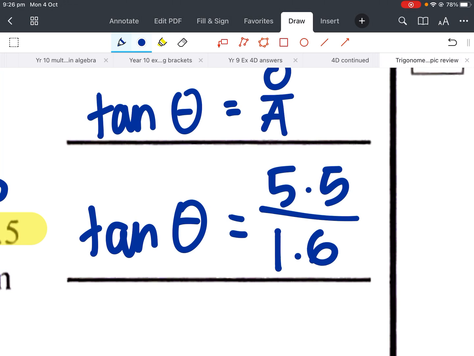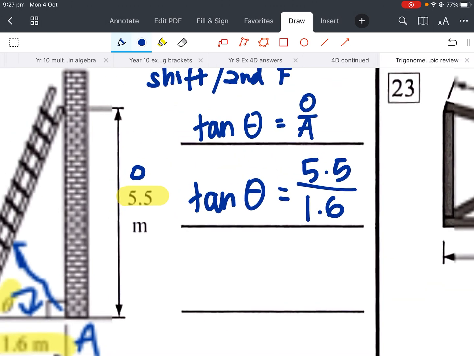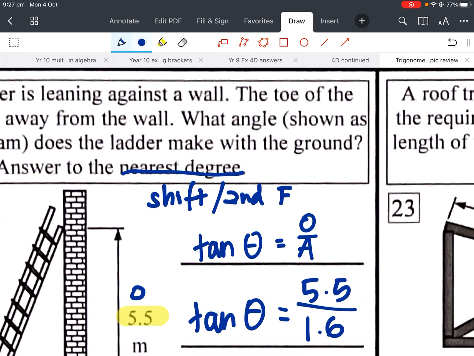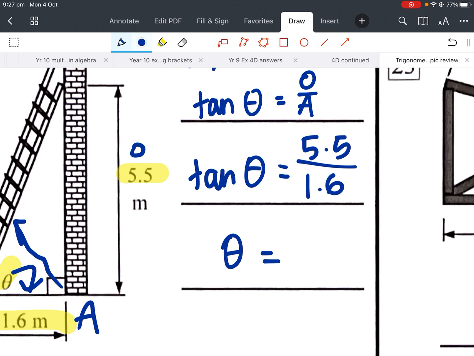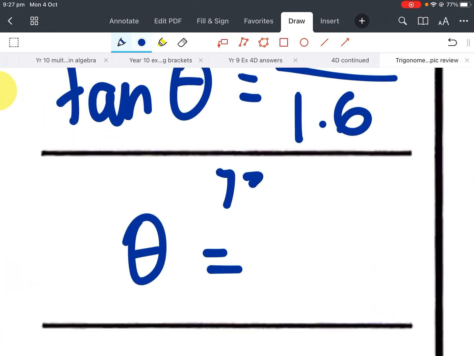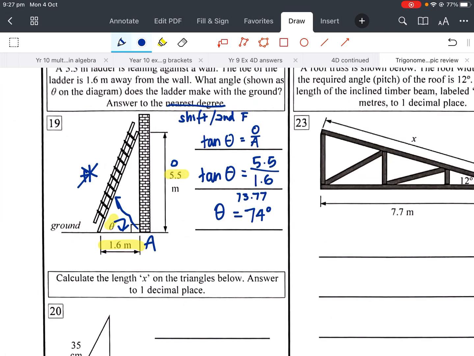All right, what do we do again? So now we press. To find an angle, we must press shift or second function. So turn my calculator on, shift or second function tan. Mine opens the brackets, so I'm going to do 5.5 divided by 1.6. Fraction key is fine as well. If yours opens the brackets, make sure you close them. I get 73.77. Now let me just read the question again. It does say to the nearest degree, so that means theta is 73.77 rounded to the nearest whole number. So hopefully you said 74 degrees.